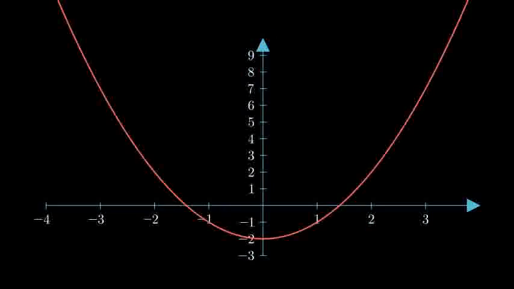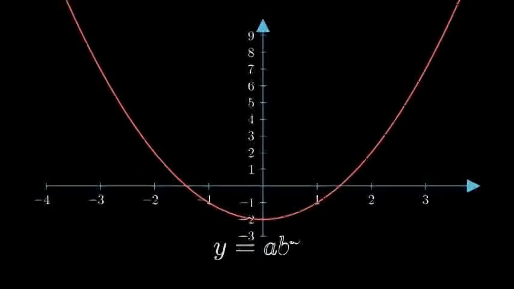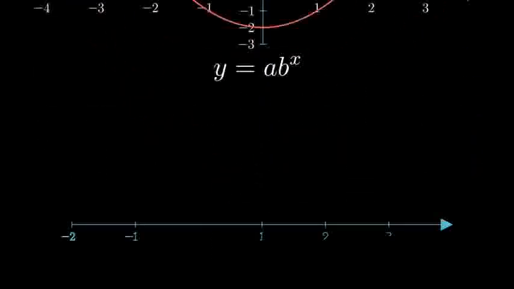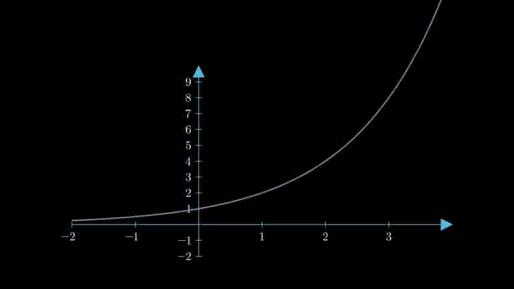Lastly, let's explore exponential relationships. An exponential equation like y = a times b^x describes growth or decay. If b is greater than 1, you'll see growth, while if it's between 0 and 1, you'll see decay. This relationship forms a J-shaped curve.